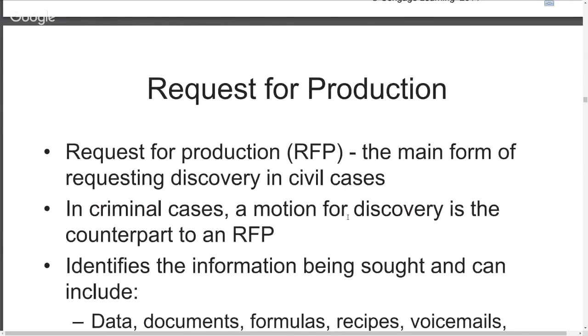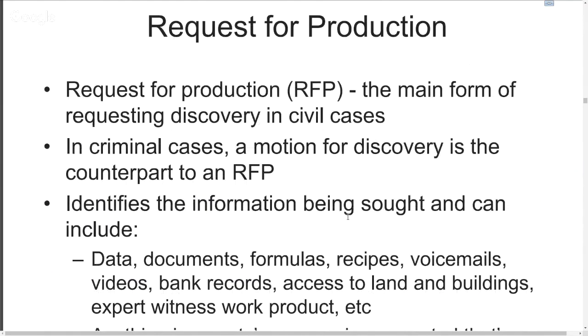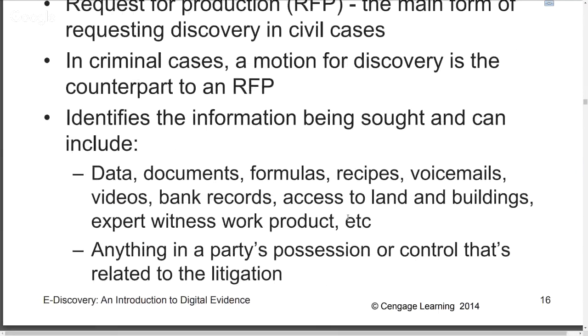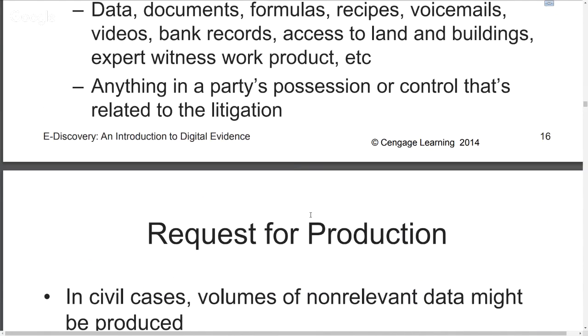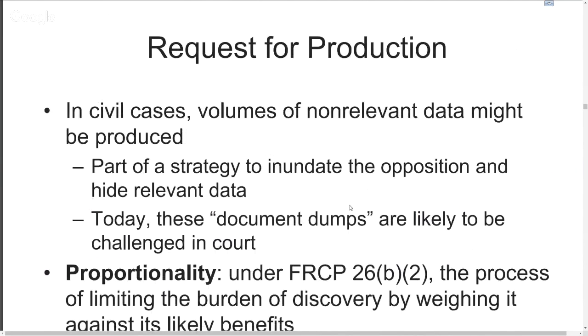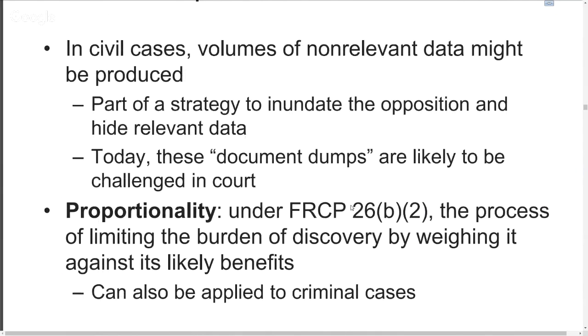The request for production is the main form of requesting discovery in civil cases. In criminal cases, the motion for discovery is the counterpart to an RFP. These identify information being sought and can include documents, data, formulas, recipes, videos, bank records, access to land, buildings, expert witnesses, products, anything in the party's possession or control that's related to litigation. In civil cases, volumes of non-relevant data might be produced as part of a strategy to inundate the opposition and hide relevant data. Today, these document dumps are likely to be challenged in court.